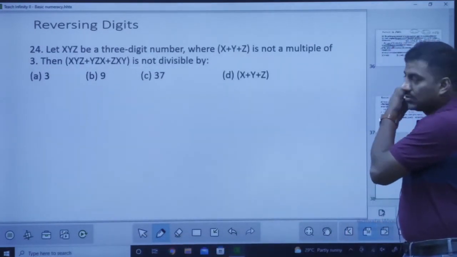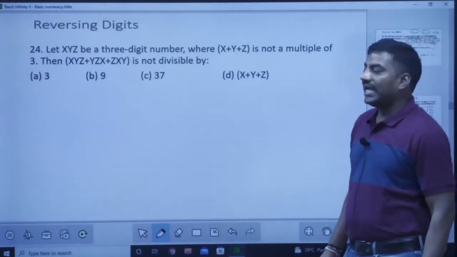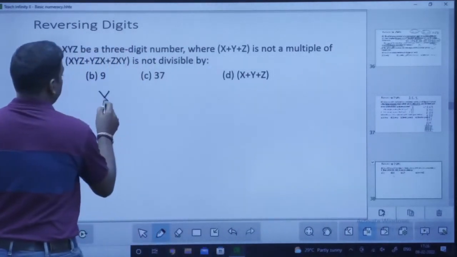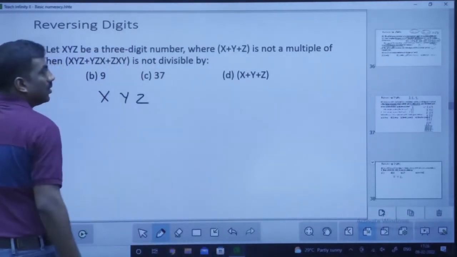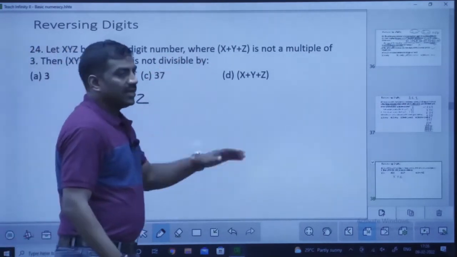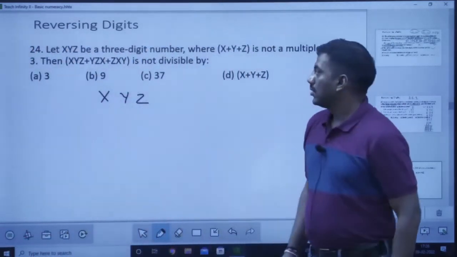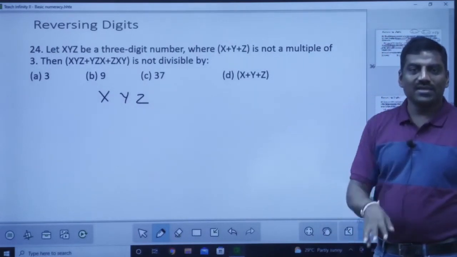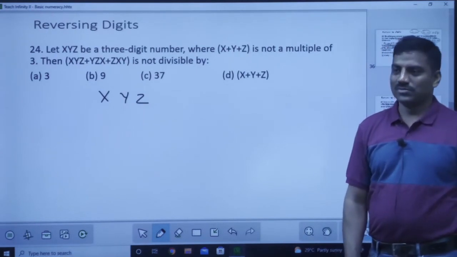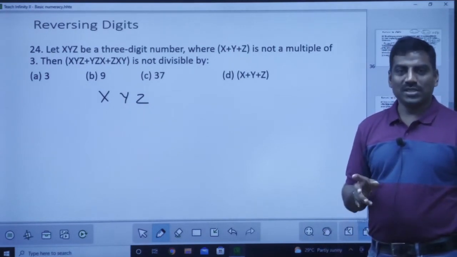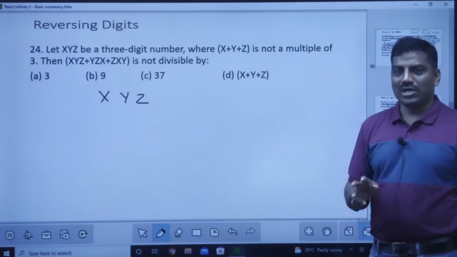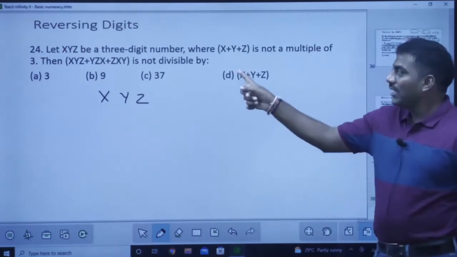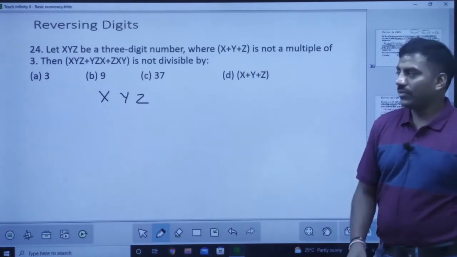Next, similar problem. Let XYZ be a 3-digit number, and X plus Y plus Z is not a multiple of 3. See, even the examiner will play with 3 and 9 only in such problems. Because the examiner knows this particular number 111, 222, 333, they have something to play with 3. That is why they will give the game with 3.